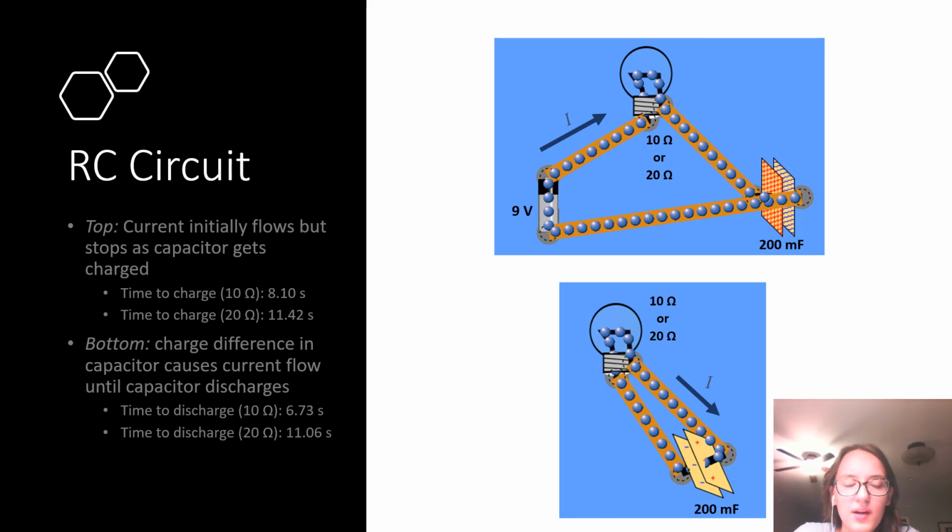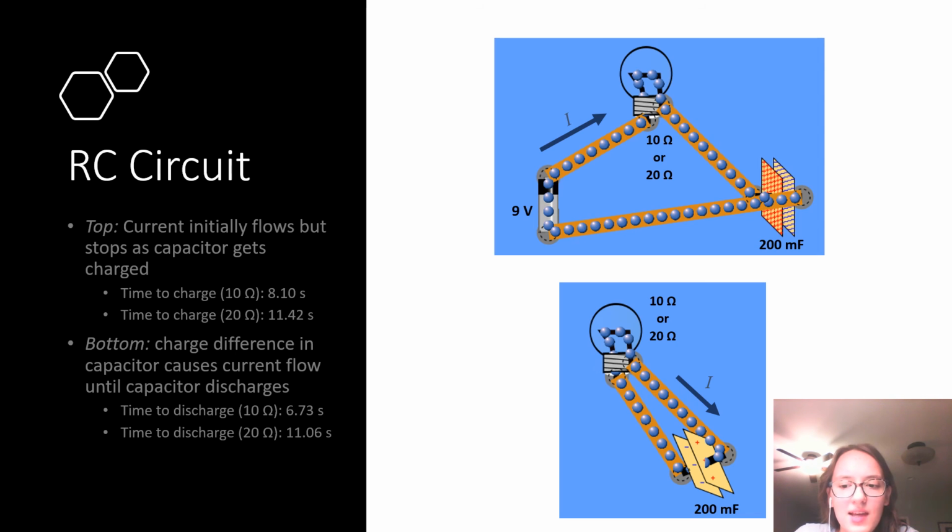Okay, and finally we played around with charging and discharging a capacitor. We placed a battery, a light bulb, and a capacitor. Initially the current flowed, but then as the capacitor got charged, the voltage difference was too great for current to flow through the capacitor, so the current stopped flowing. We measured the amount of time that it would take to do this, depending on the resistance of the light bulb. It took like 8 seconds for the capacitor to charge with the 10 ohm light bulb and 11 seconds with the 20 ohm light bulb.